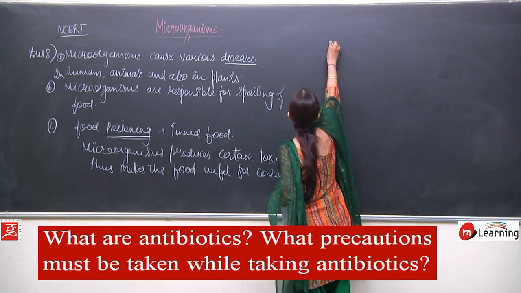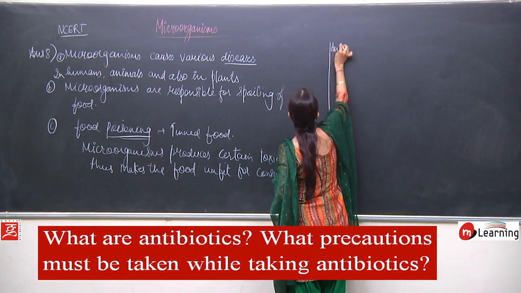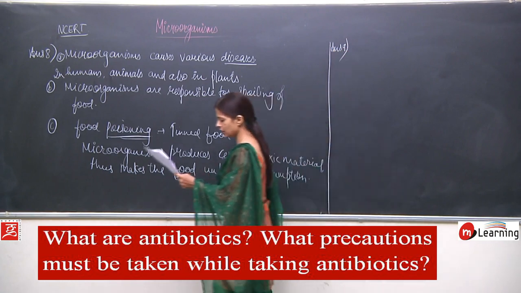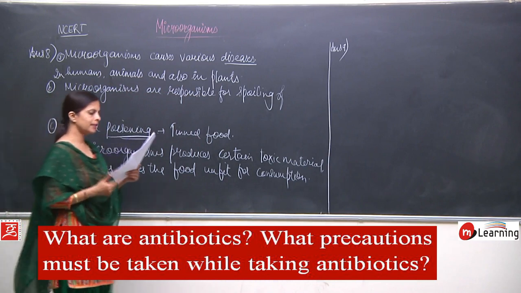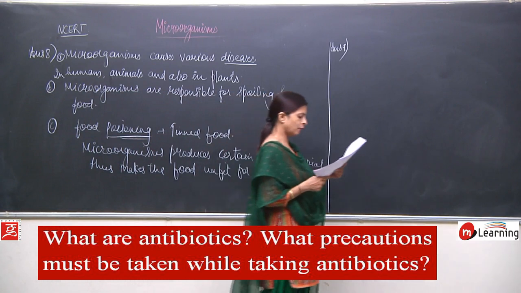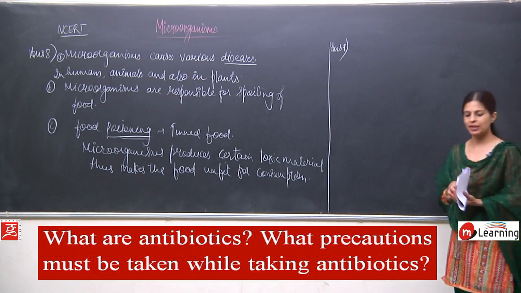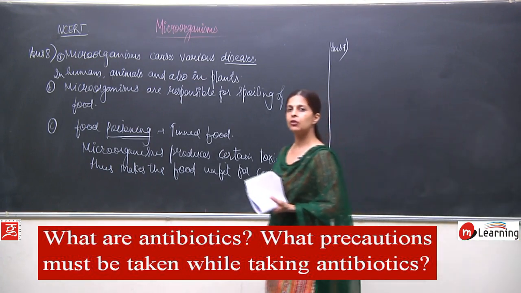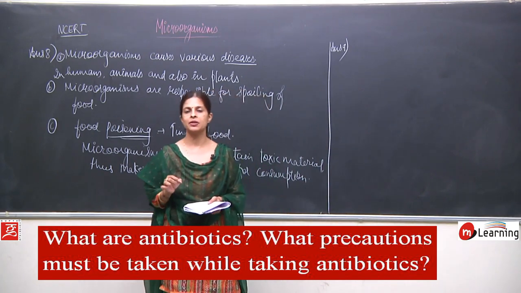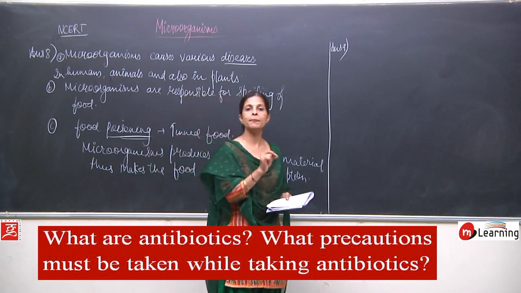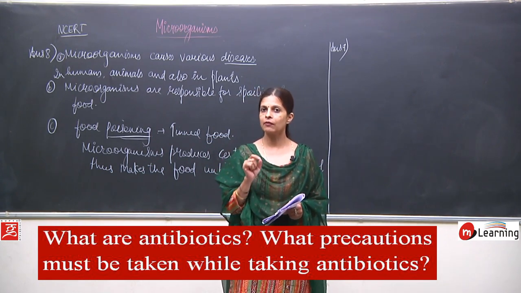Now we will be discussing the last answer of NCERT, which is answer number 9, and the question is, what are antibiotics? Again, the second part of the question is that what precautions must be taken while taking antibiotics. So first of all, antibiotics are the chemical substances which are produced by the microorganism and which have the capability to kill other microorganisms.